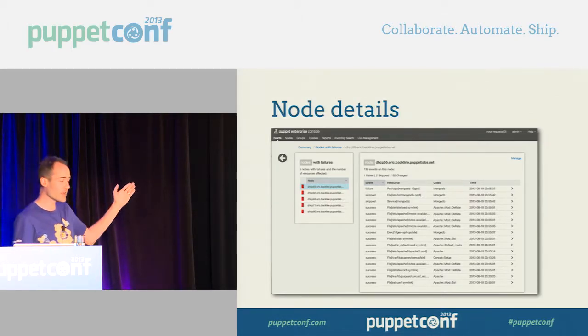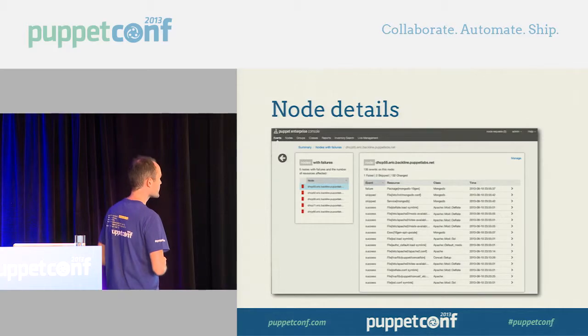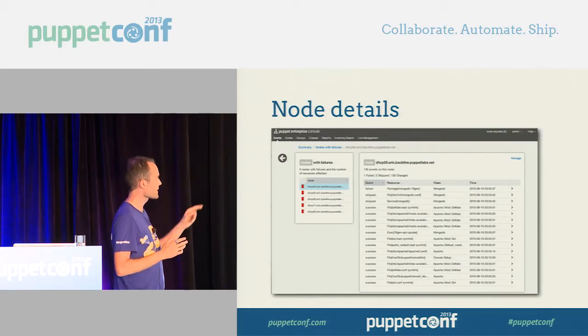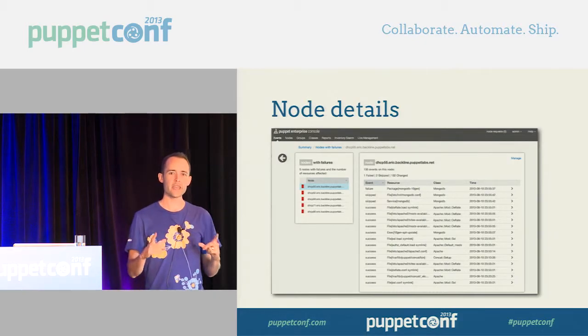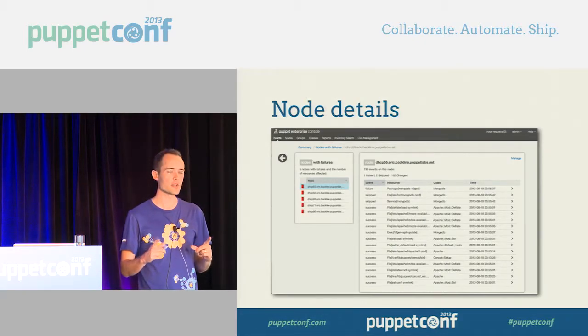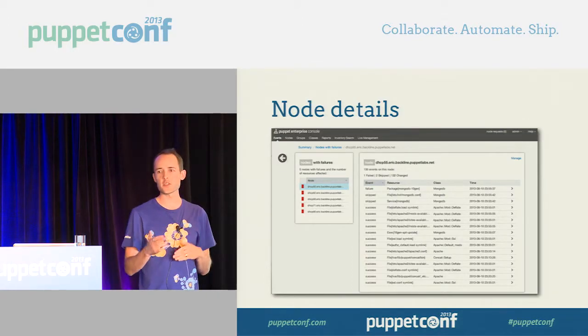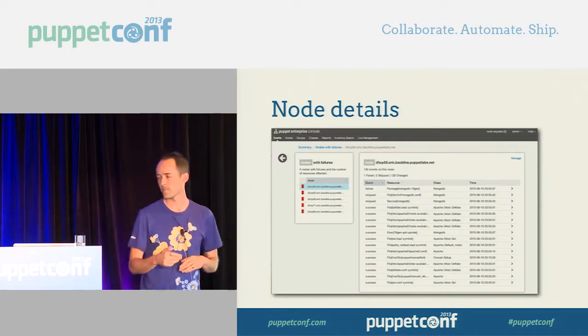Now, if I'm looking at this node, I can also manage this node, and what I mean by that is there's a little link that will take me to the actual node page that you have in Enterprise Console that gives you all the facts for that node from the last run. Also allows you to manage the classes and parameters for that node.